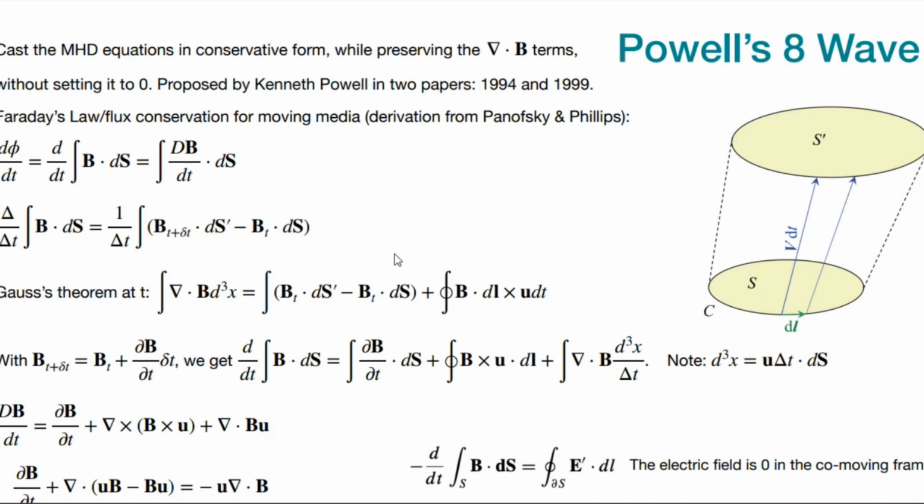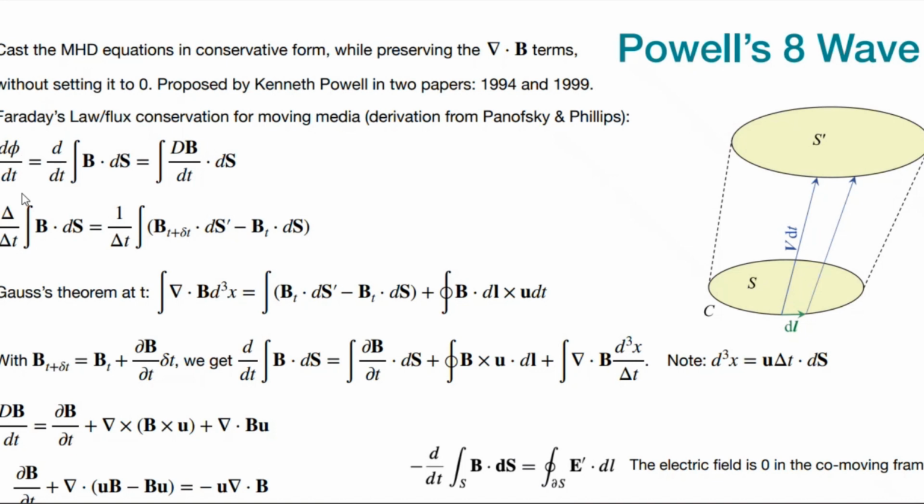Suppose I have a circular patch like here, and it is moving. This is the flux, or Faraday's law in a moving medium. It is moving from the surface S to the surface S prime at time t plus dt. What I'm asking is, if this is the flux threading the surface S at time t, and this is the flux threading the surface S prime at t plus dt, it is a changing flux. And as you have seen from the basic theory of Maxwell's equations, in ideal MHD the flux should be conserved.